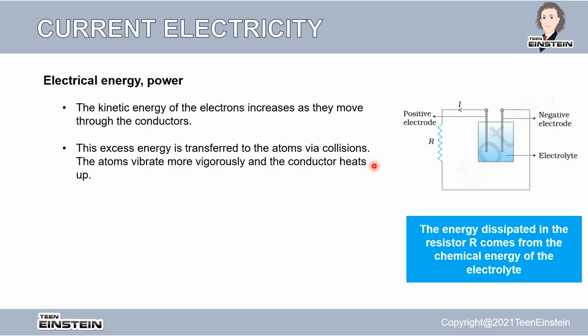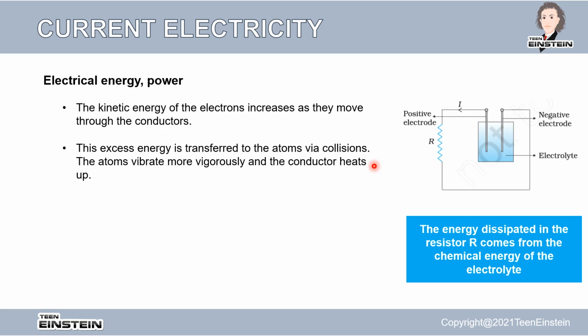When the electrons are moving inside the conductor, they collide with the atoms because the atoms are simply sitting inside the conductor. The electrons are moving randomly, so they collide with the atoms. When an electron with high kinetic energy, high velocity, collides with an atom that is simply sitting there, or relatively at rest compared to the electron, the electron transfers some of its energy to the atom through these collisions.